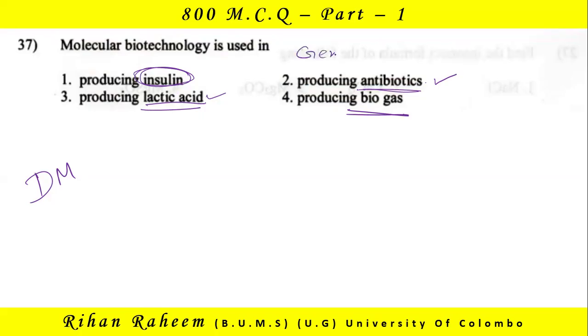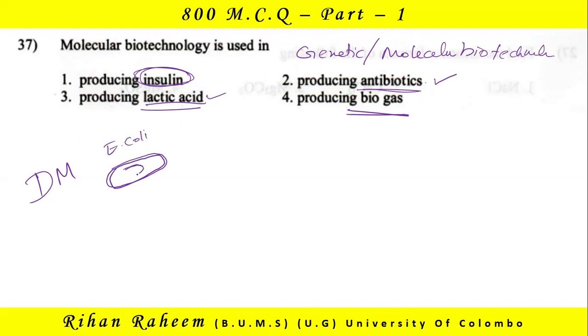that is using genetic, or molecular, biotechnology. How do they do that? They take a bacteria. Normally they can use even the bacteria which is available in the toilets, E. coli.